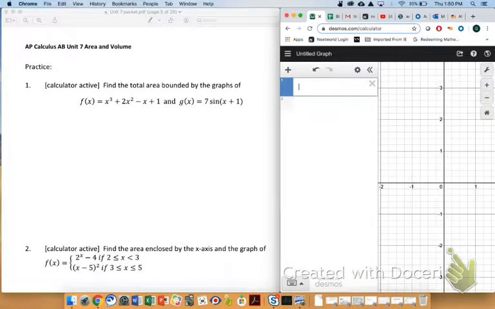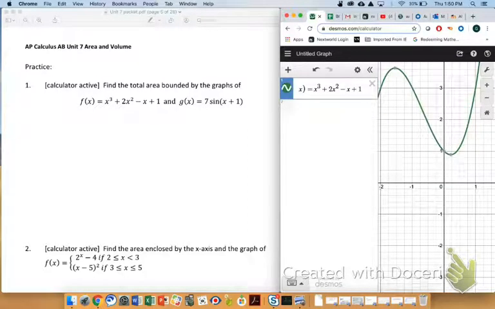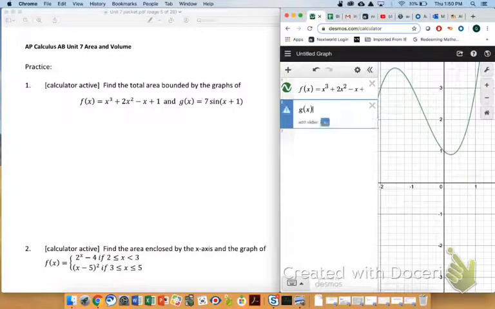I'm gonna have you guys finish this one, but I thought I would help you get started with what's going on here and with the graphing. So I'm gonna get my graphing up there. f of x equals x cubed squared minus x plus 1 and g of x equals 7 sine x plus 1.